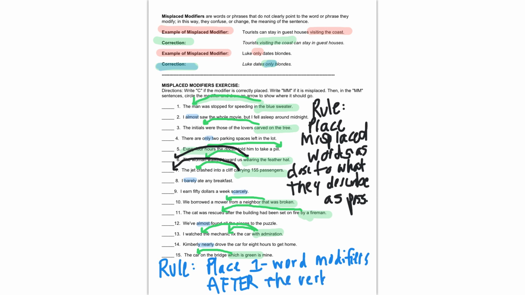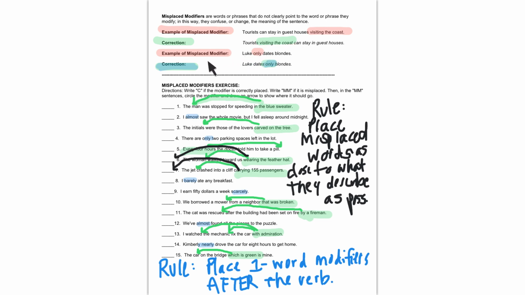And if we were to really think about the meaning of this sentence, Luke only dates blondes at the top of the page, this example of a misplaced modifier, what this sentence really tells us is that the only thing that Luke does is date people with blonde hair. Luke doesn't sleep, Luke doesn't eat, Luke doesn't exercise, Luke doesn't see friends, Luke doesn't do any schoolwork, etc. But the only thing that Luke does, it's as close to what it modifies as possible, but it makes the dating of the blondes exclusive to what Luke does.